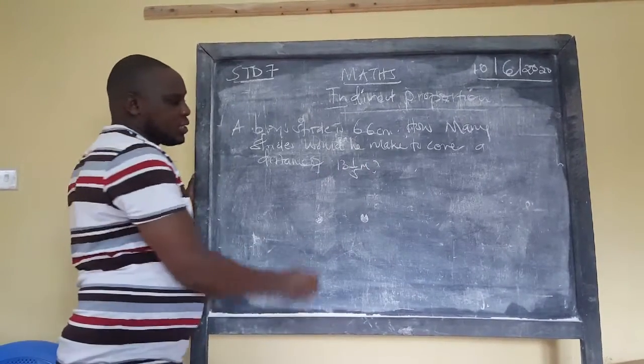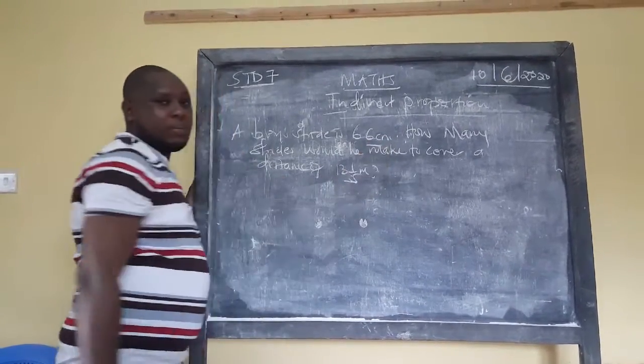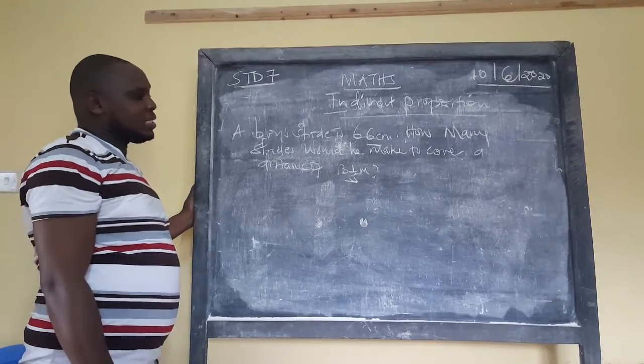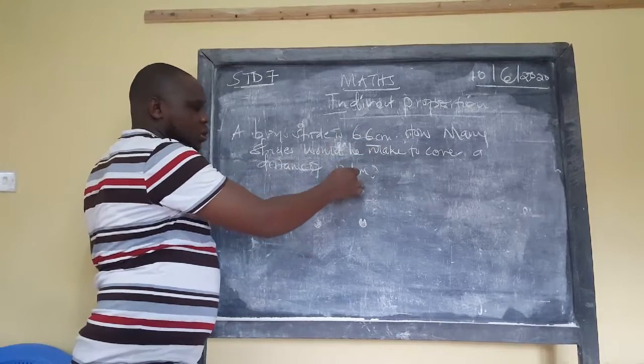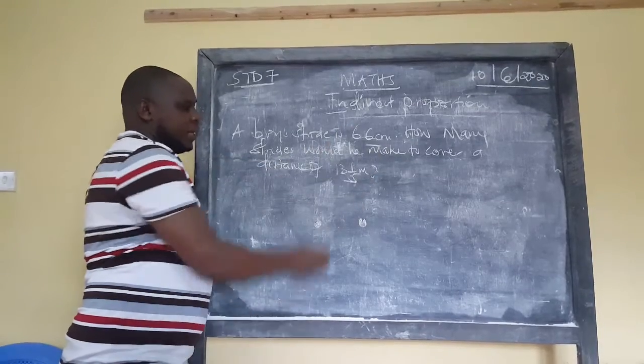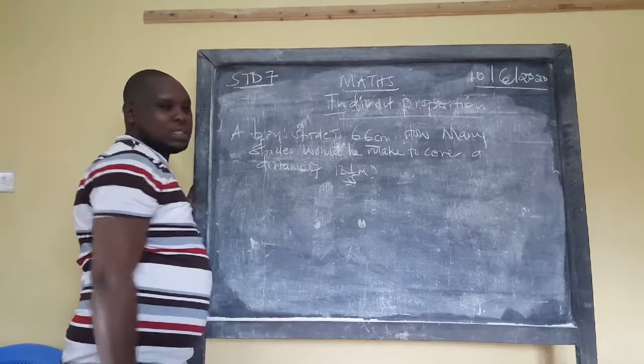Now, learner, you realize that these units and these ones are not the same. So you must change the units to look the same. Either this to be changed to look like this, or this to be changed to look like this. But this one is easy. To change meters to centimeters is very easy.